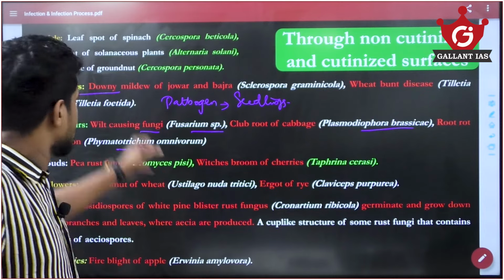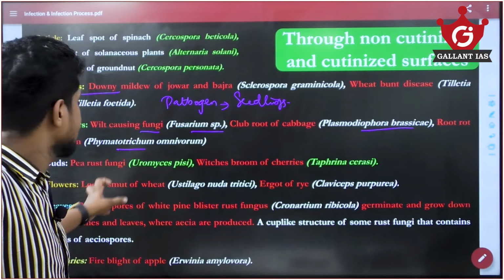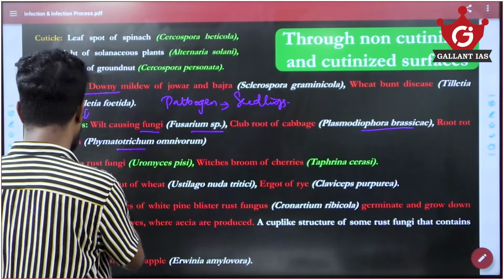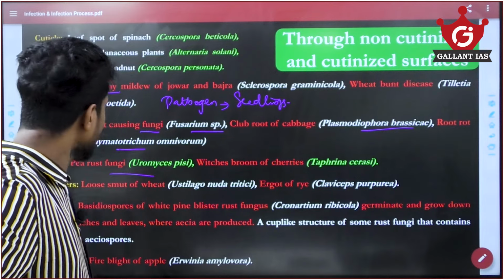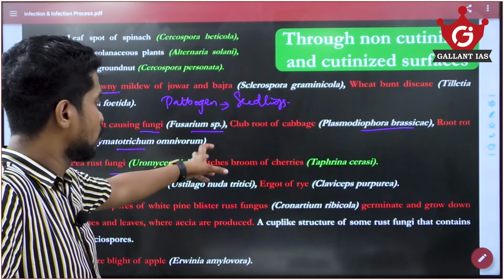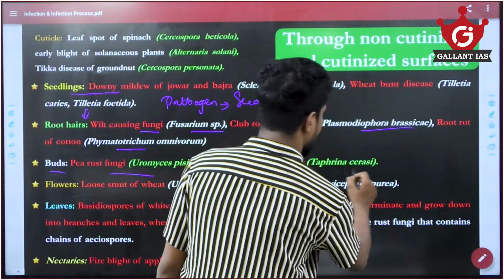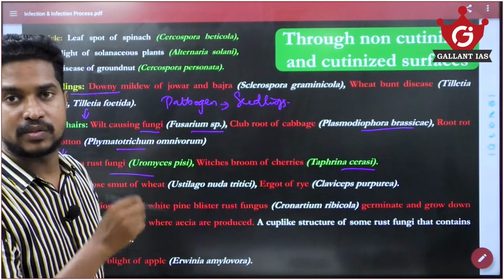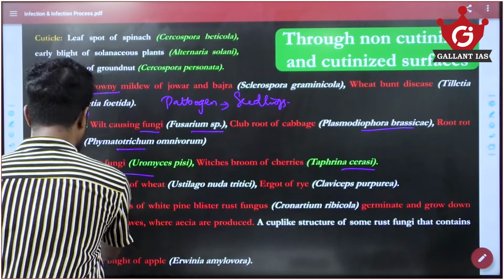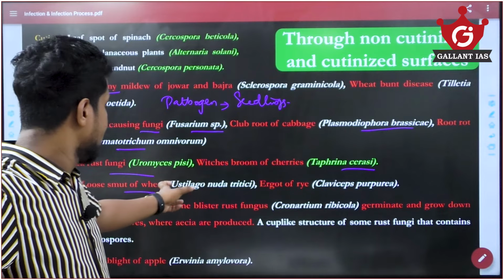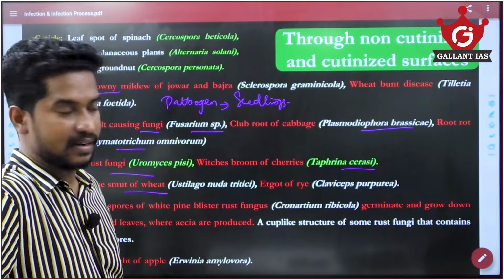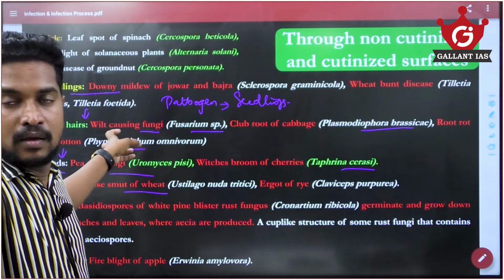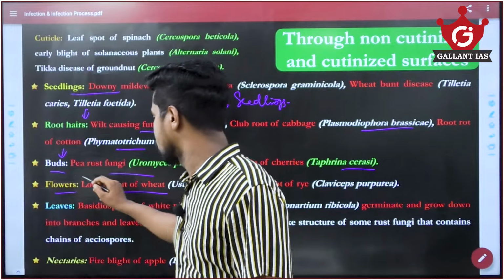Root hairs: wilt-causing fungi, Fusarium species, club root of cabbage, Plasmodiophora brassicae, and root rot of cotton, Phymatotrichum omnivorum. These diseases are caused by the entry of the pathogen through root hairs. Buds: Pyrrhus fungi, Uromyces species, witches' broom of cherries, Taphrina cerasi. These diseases are caused by entry through buds. Flowers: loose smut of wheat, Ustilago nuda tritici, and ergot of rye, Claviceps purpurea. These diseases are caused by entry of the pathogen through flowers.